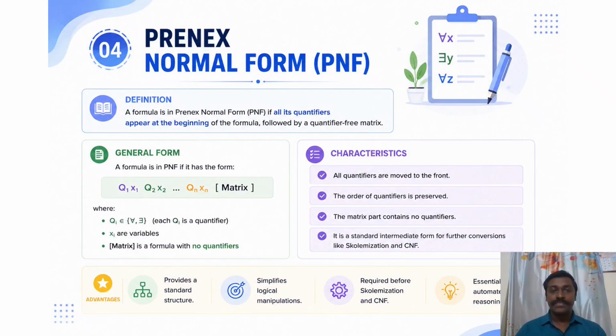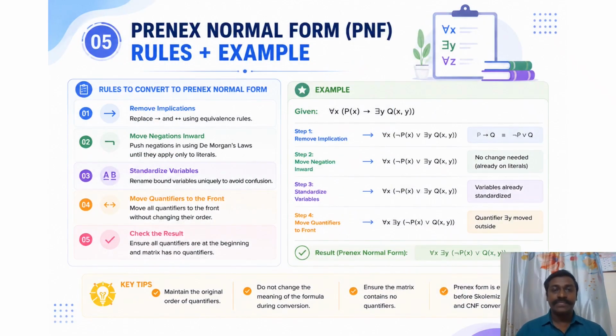So the rules for writing this. First of all, we have to remove the implications, as we have seen in the negation normal form. Then we have to move the negations inward using De Morgan's laws. Then we have to standardize the variables. If there are many variables with the same name, we can standardize them. And then we have to move the quantifiers to the front, ensuring all quantifiers are at the beginning and the matrix has no quantifiers.